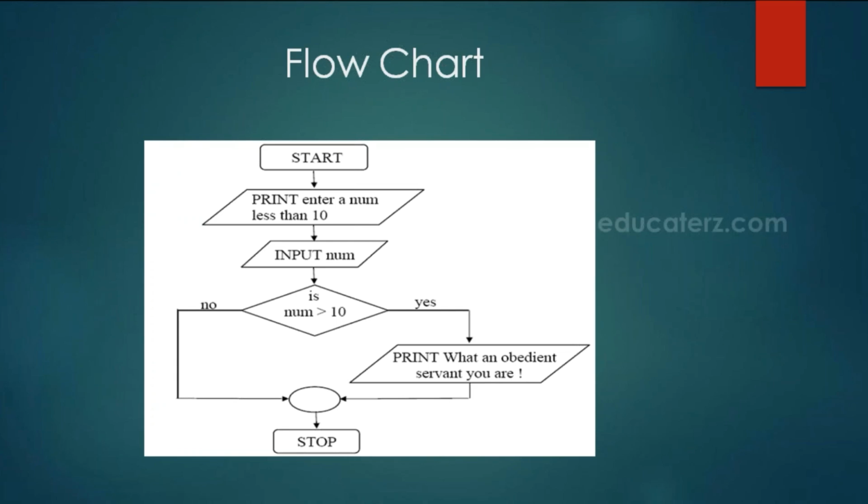Now this is the flow chart for the if-else condition. Suppose our requirement is asking for some input from the end user, and if that number is greater than 10, then do something, else do something else. So our program starts with the start icon. Then we will ask to enter a number which is less than 10. Read the input using scanf. Now this diamond is nothing but a decision box. If the condition is true, it will go in this direction, where it will print what an obedient servant you are. If it is false, it will directly come to the end.